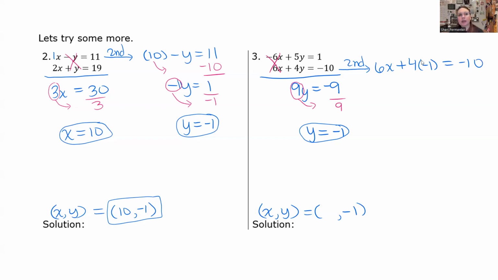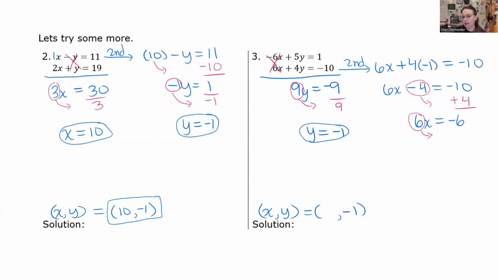So I need to evaluate this. What is 4 times negative 1? Negative 4. So I have 6x minus 4 equals negative 10. This is a two-step equation. What should I do? Yeah, let's get the 4 to the other side by adding. Negative 10 plus 4 is negative 6. Very good.